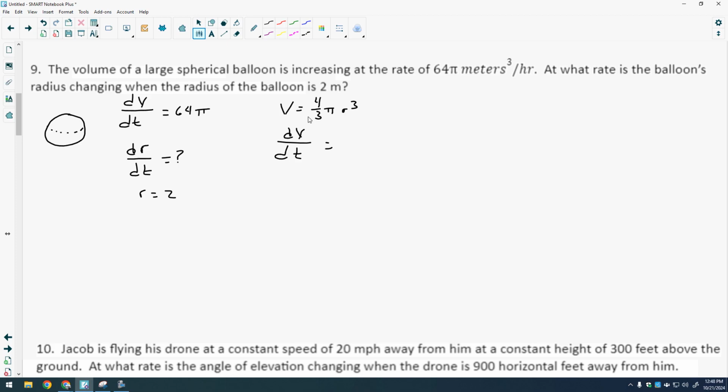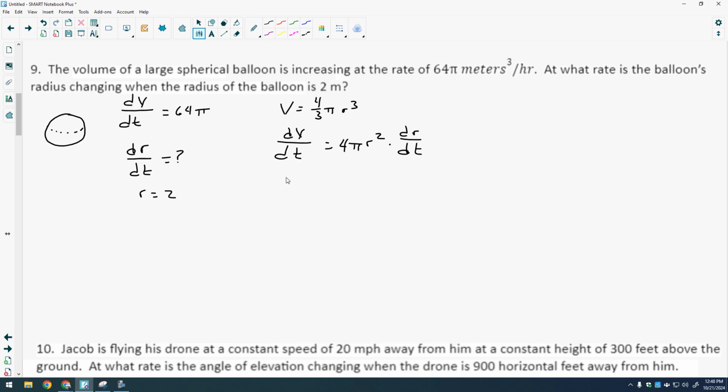This is a constant. 4/3 pi is just a constant. So I take the derivative of r cubed, multiply it by 4/3 pi. Okay, so the derivative of r cubed, I bring the 3 in front, multiply it by the coefficient. 4/3 times 3 is just 4. Decrease the exponent by 1. Times the derivative of r with respect to time.